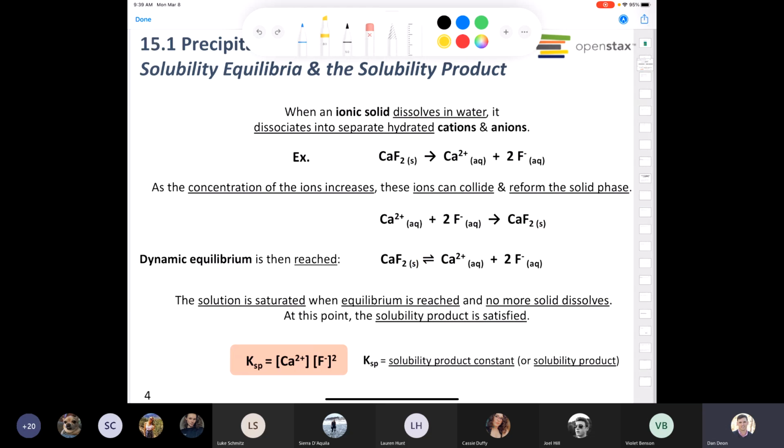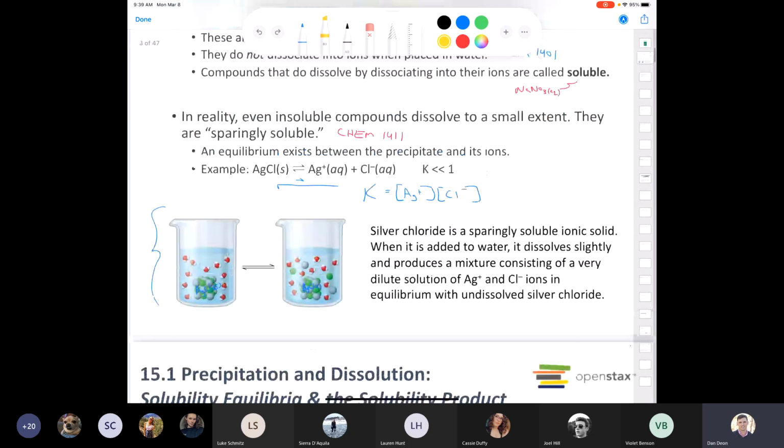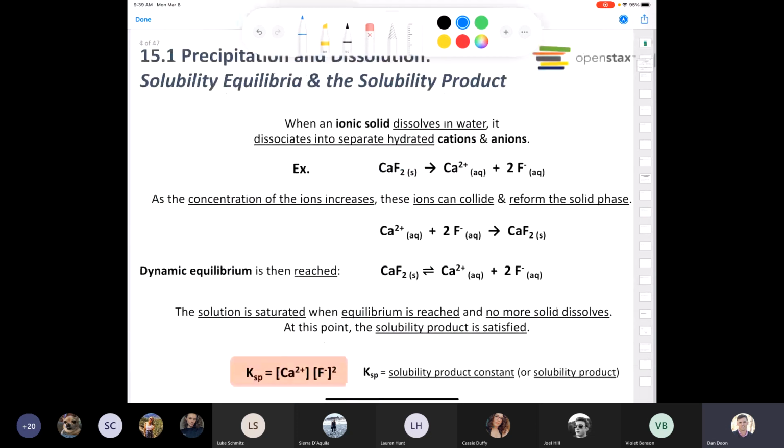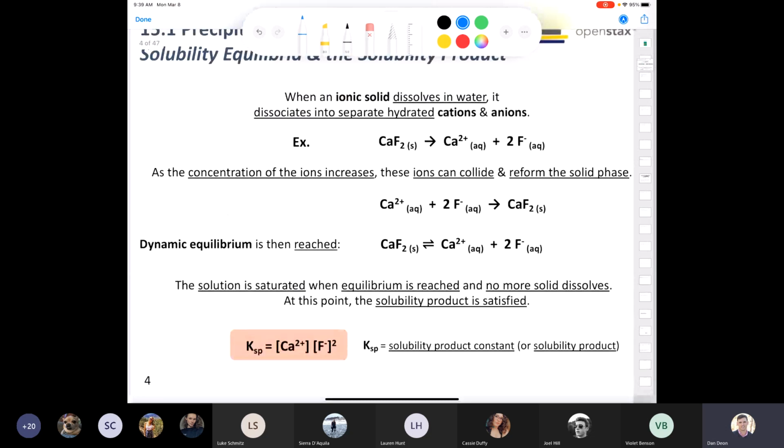It says the solution is saturated when the equilibrium here is reached and no more solid dissolves. And again, we have our expression here for our K, but we don't simply call it K as I did over here. We actually give it a sassier name. We call it a Ksp, a solubility product constant. And the Ksp, again, is going to be equal to the concentration of the ions to the power of their stoichiometric coefficients.